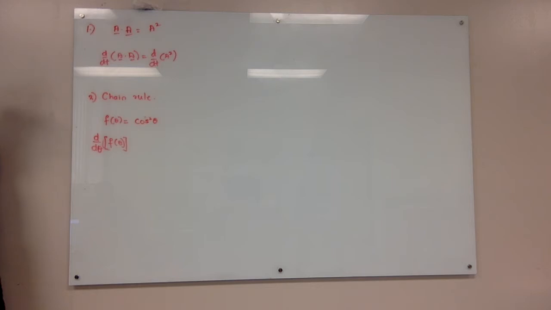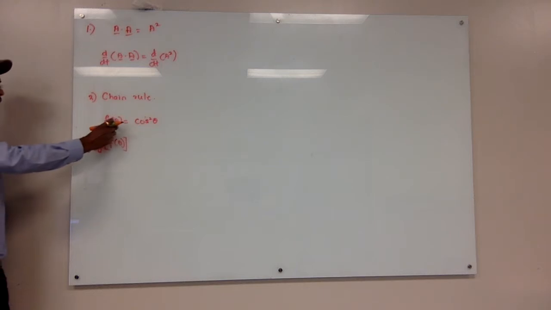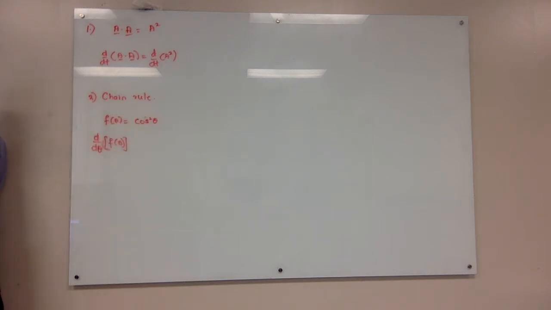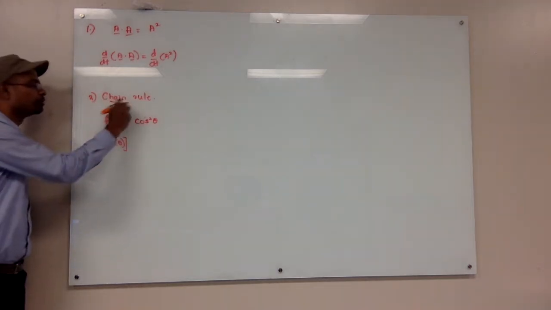What's the derivative? This f of theta is cosine square theta. Okay. How do you take the derivative of this? Square means 2, negative cosine. No, it's not 2 negative sine theta. So here, that is the reason you have to understand the chain rule.